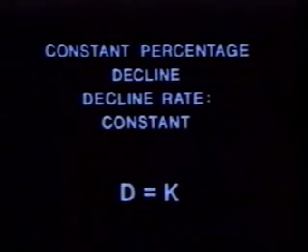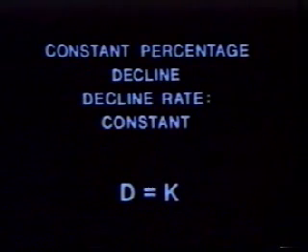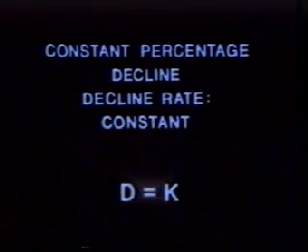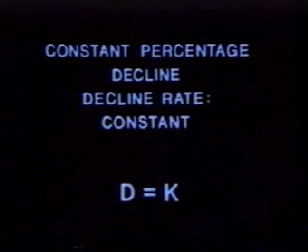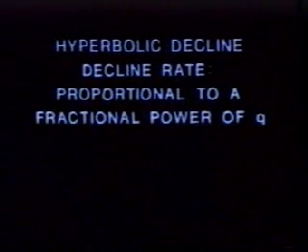For constant percentage decline, the decline rate is constant. We can state that d is equal to k. For the next two decline curves, the decline rate is not constant. Let's look now at the other two decline curves.